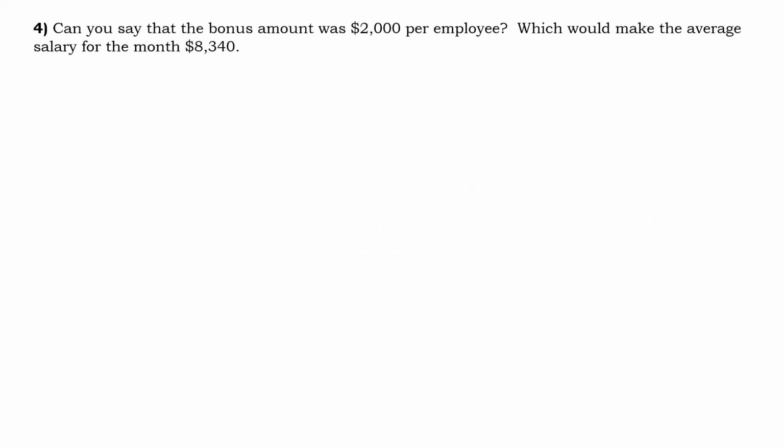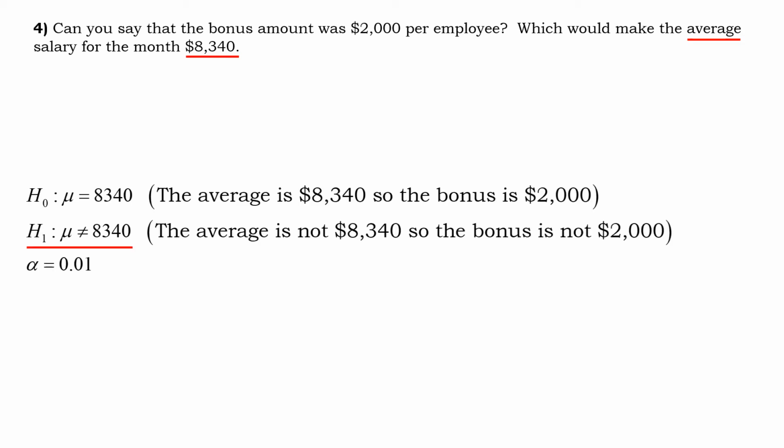So this is the fourth example we're going to look at. In order to try and determine if the bonus was $2,000, we have to determine if the average is $8,340 or not. This is about the average, mu, and we want to know if the average is in fact $8,340. Remember, you can't prove equality.